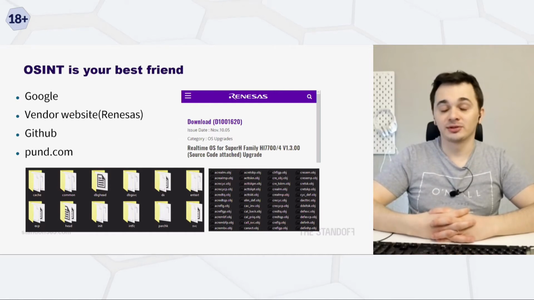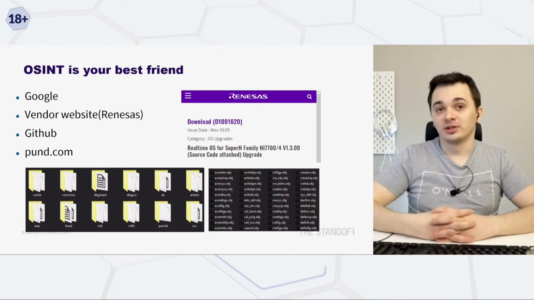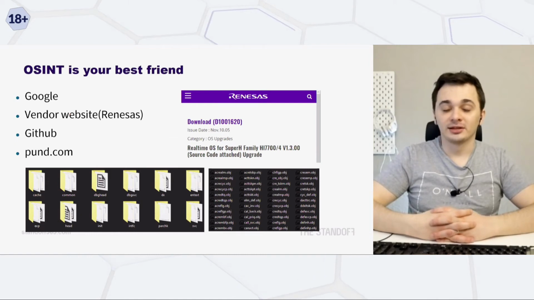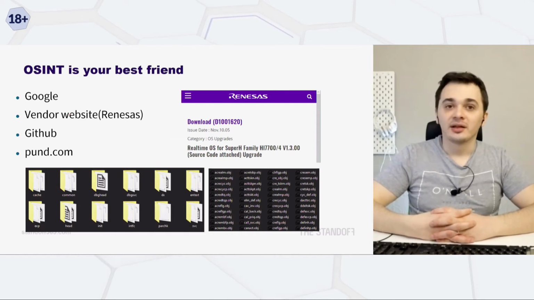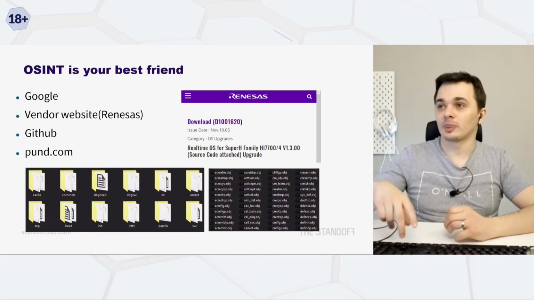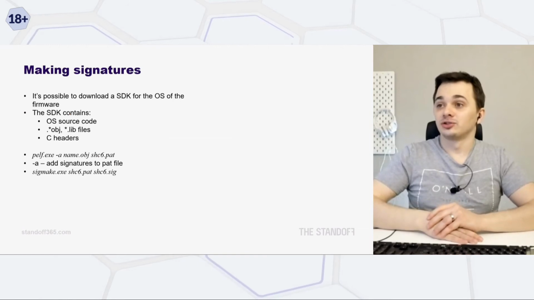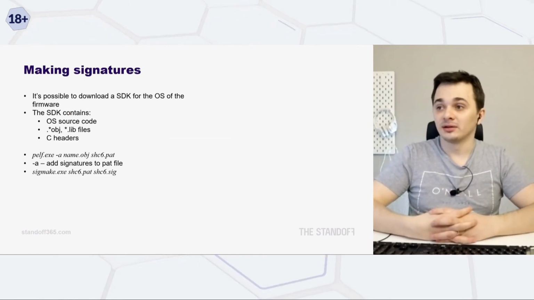Actually, on the Renesas website, we should be able to find a downloadable upgrade file for this operating system in particular. And it will contain lots of source files, as well as SDKs, and obj and lib file libraries. What can we do about them?